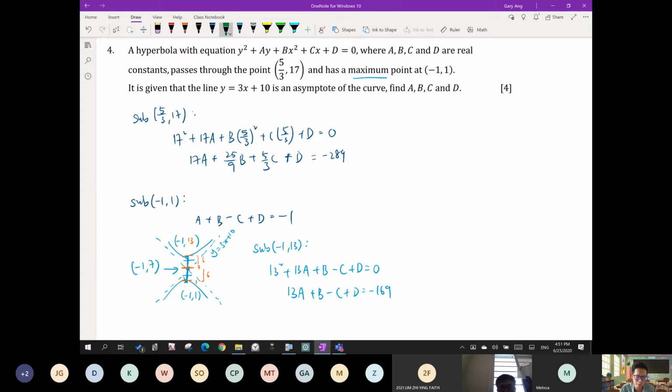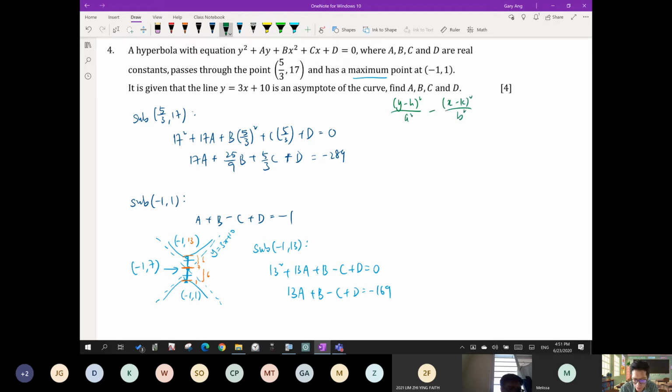Meaning to say, how am I going to find the last equation so that I can find these four unknowns? All right, without using differentiation. All right, so again, this one is probably a bit longer, a bit harder. Now, what you want to understand is this. Now, a hyperbola looks a bit like this.